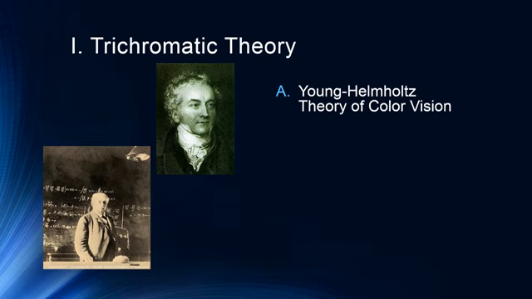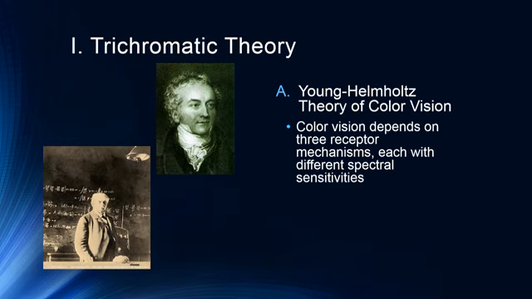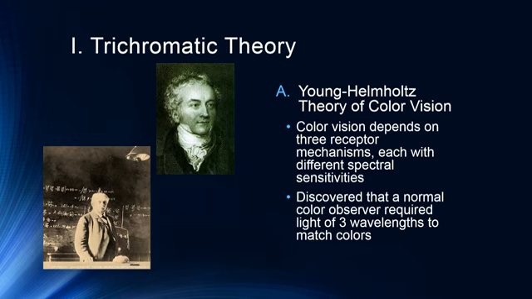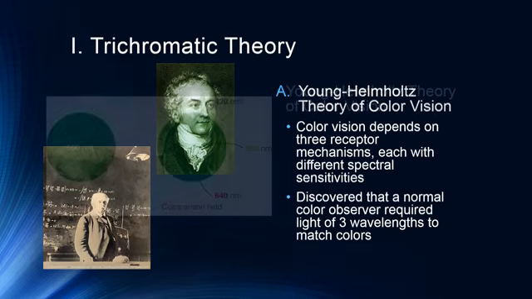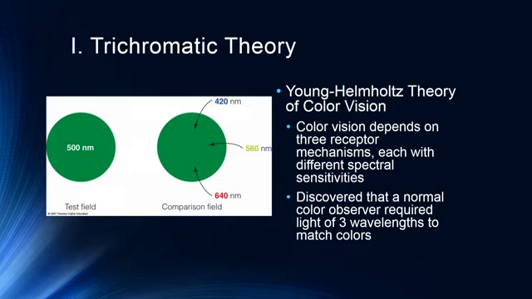The trichromatic theory was proposed by both Young and Helmholtz. It's often called the Young-Helmholtz theory of color vision. According to this theory, color vision depends on three different receptor mechanisms, each with different spectral sensitivities. They discovered that a normal color observer requires light of three different wavelengths to match colors. In this particular case, they used a test field and a comparison field, and they could mix three different wavelengths of light to get it to match this 500 nanometer light on the left.